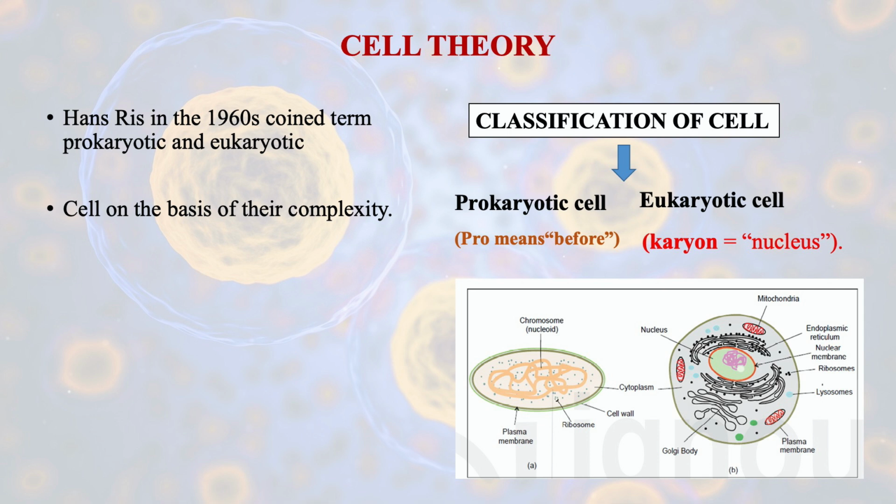So the difference between prokaryotic and eukaryotic cell is that the prokaryotic cell is smaller than the eukaryotic cell. The size of prokaryotic cell is about 0.5 to 2 micrometer, and eukaryotic cell size is about 10 to 100 micrometer in diameter. These two types of cells lead to the formation of millions of living organisms on this earth, and the terms prokaryotic cell and eukaryotic cell were coined by Hans Ris during the 1960s.